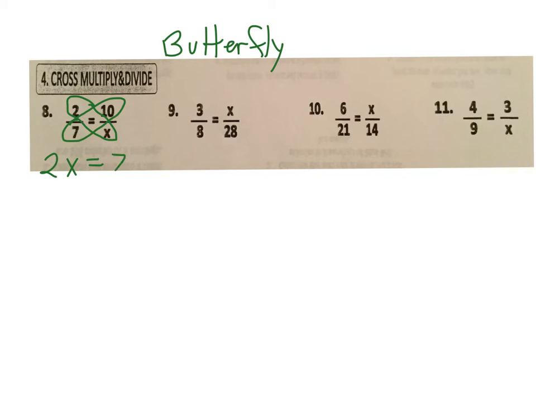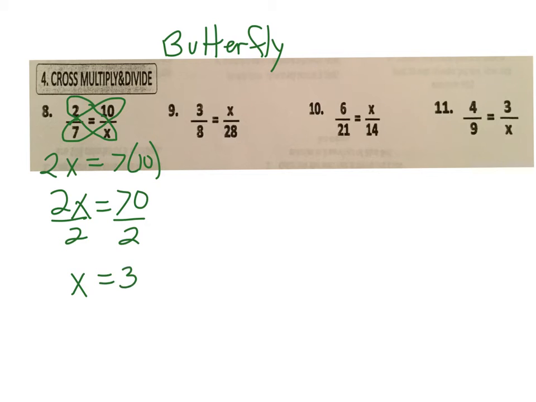Okay, on the last problem, this is also known in 6th grade as the butterfly method. This is known as the butterfly because you are going to multiply by those butterflies. So what you get is 2x equals, and you have 7 times 10, so 2x equals 70. And then you have to deal with that one-step equation. Divide by 2, divide by 2. So x equals 35.